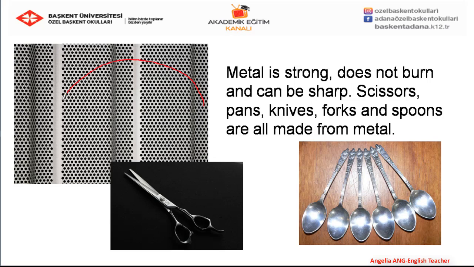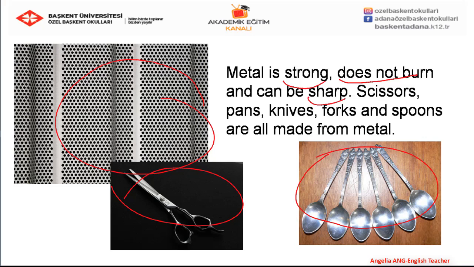Look at this picture. It's metal. Metal is strong, does not burn, and can be sharp. Scissors, pens, knives, forks, and spoons are all made from metal.